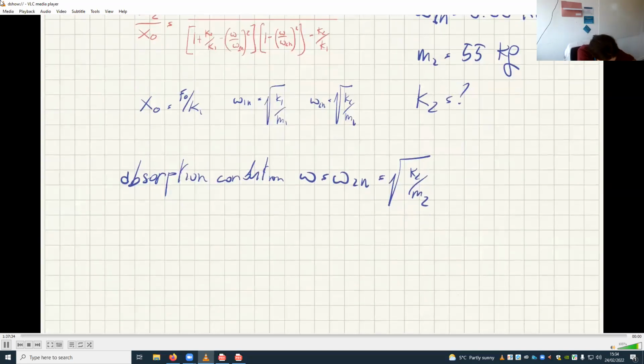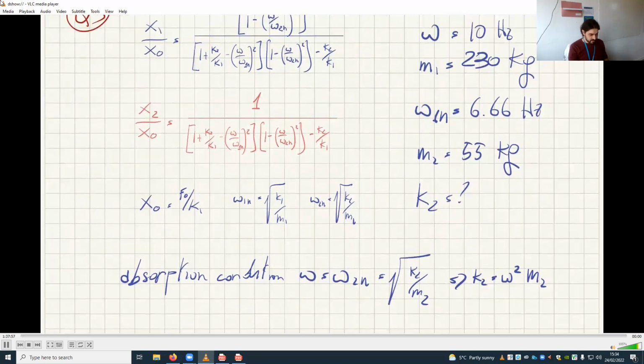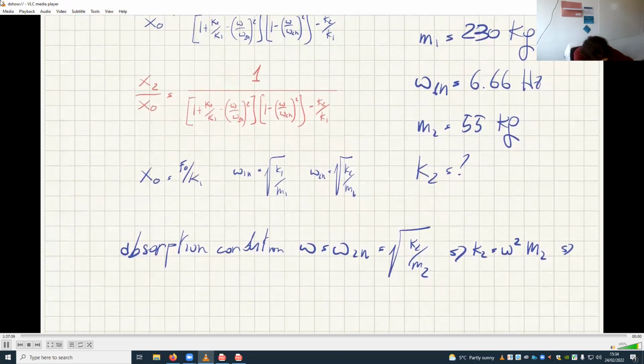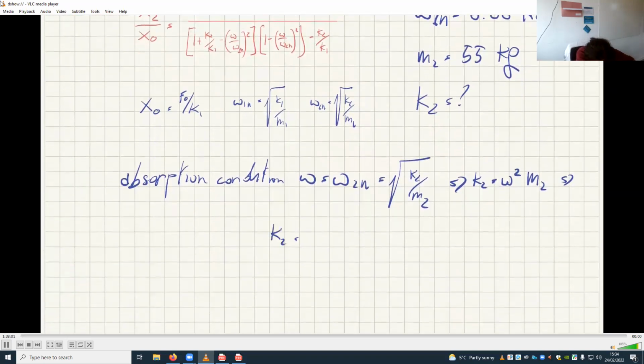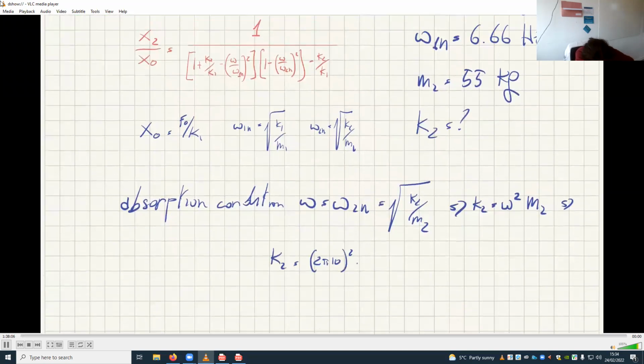And so I can just rearrange. K2 is just omega 2n squared, which is just omega squared, basically, times m2. So I can just look at this as saying that K2 is 2 pi times 10 squared times 55.